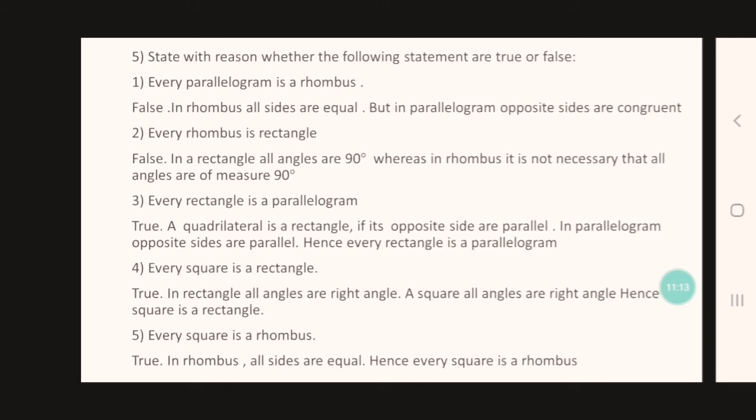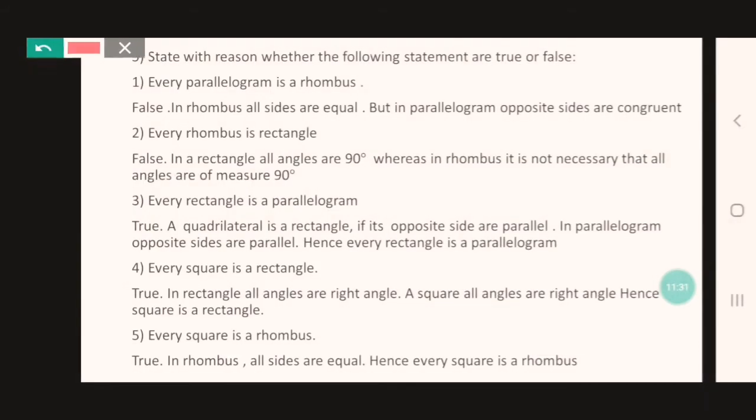Now the last question of this exercise, state with the reason whether the following statements are true or false. Every parallelogram is a rhombus. Now in rhombus all sides are equal, but in parallelogram opposite sides are equal. So the given statement is false, right?